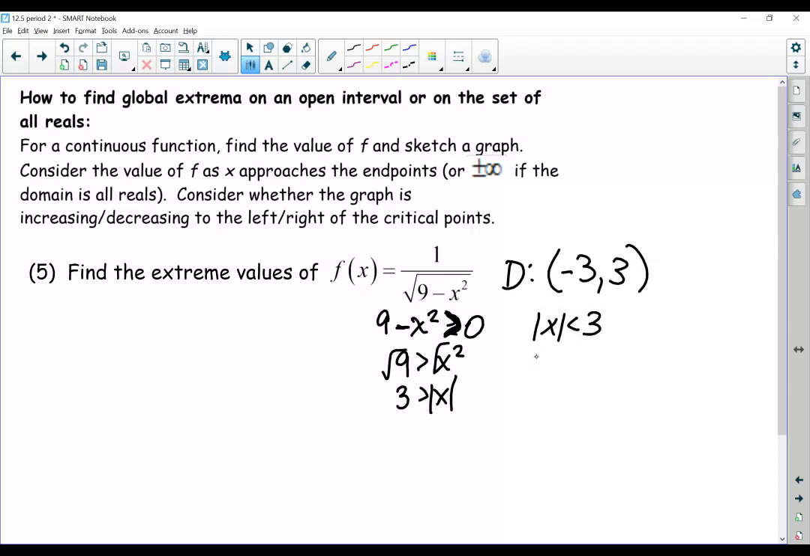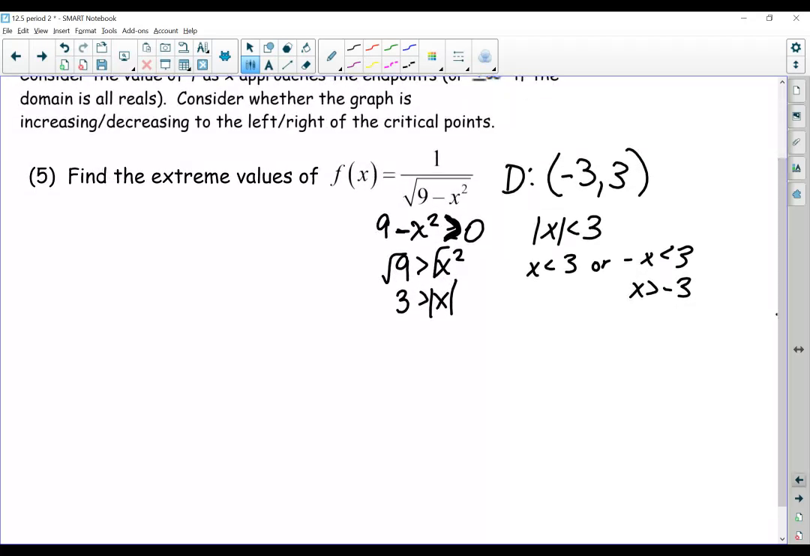Okay, I said x has to be less than 3, or -x has to be less than 3, which means x has to be greater than -3. Okay, and don't forget when you take the square root, that's why we have the absolute value. So I have my domain. The domain doesn't have any endpoints. So if it does have a max or a min, it can't be at the endpoints because there are no endpoints. This would have an open circle.